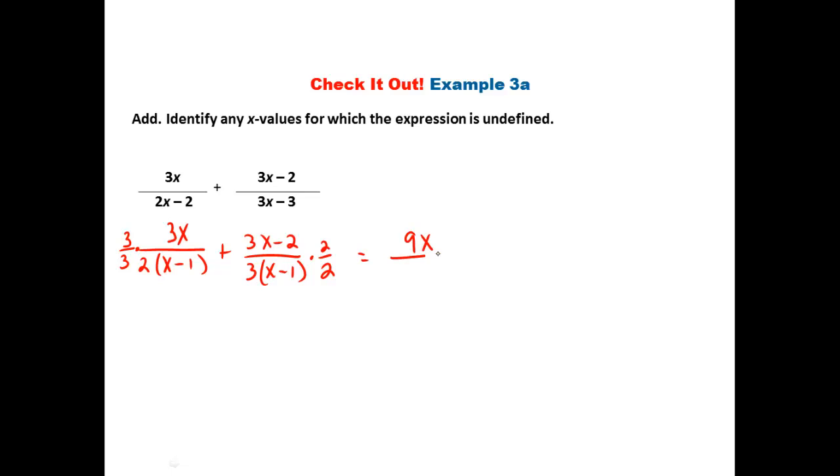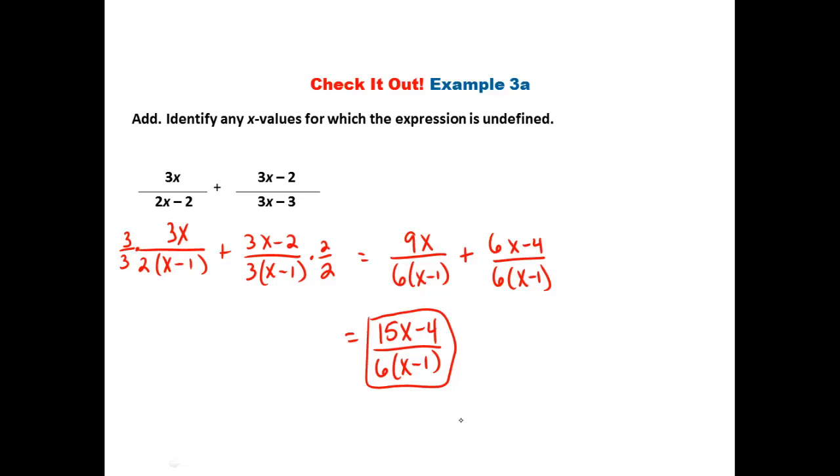So we get 9x over 6 times x minus 1, plus, distributing that 2, 6x minus 4 over 6 times x minus 1. Now that the denominators are the same, we can add the numerators, and we get 15x minus 4 over 6 times x minus 1. Looking at the bottom, x cannot equal 1, because that would give us a 0 in the bottom.